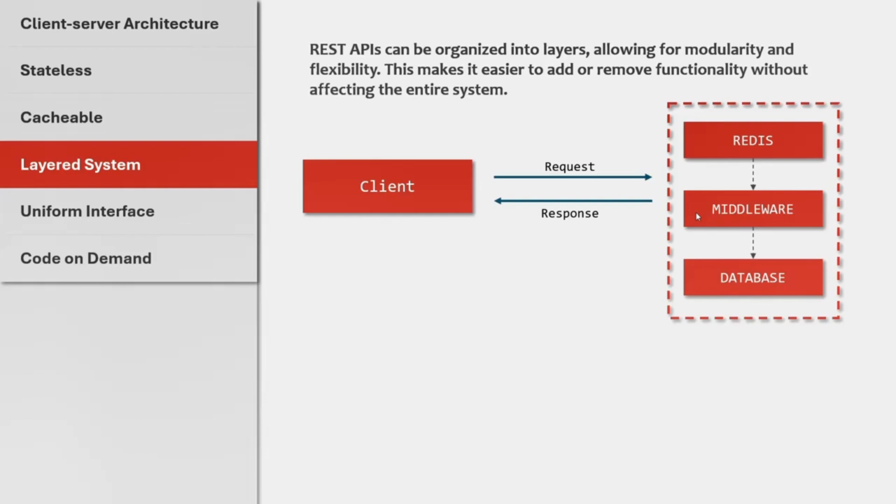Okay, so the REST API should be designed in such a way that neither the client nor the server can tell whether the communication is with one application or many layers. And this is what the layered system principle of REST API is. On the server, when we receive a request, that request might have to go through different layers before a response is sent back to the client.